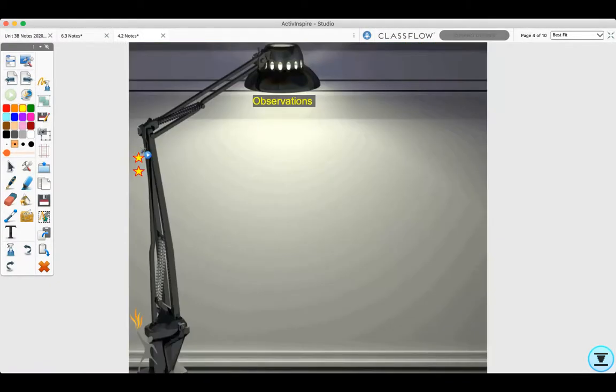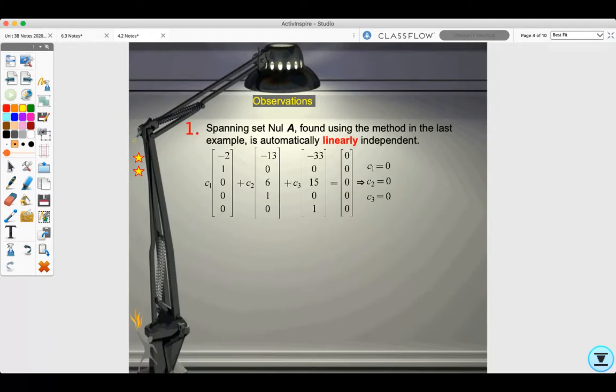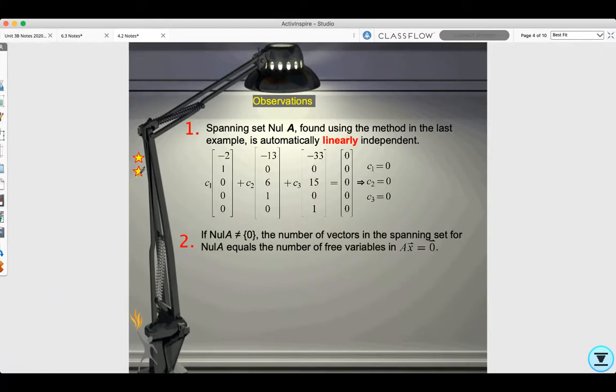So let's look at some observations. 1. The spanning set for null A found using the method in the last example is automatically linearly independent, because c1, c2, c3 end up being 0. 2. If null A doesn't equal 0, the number of vectors in the spanning set for null A equals the number of free variables in Ax = 0.